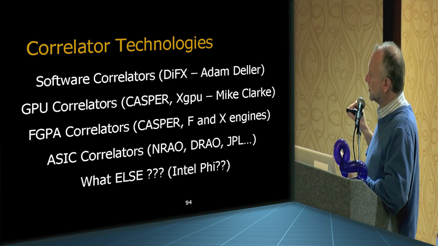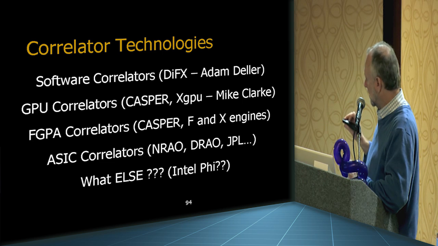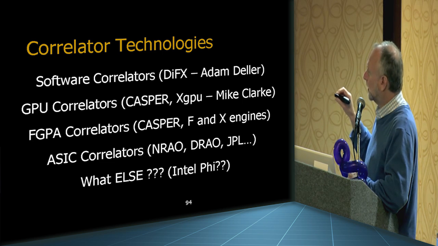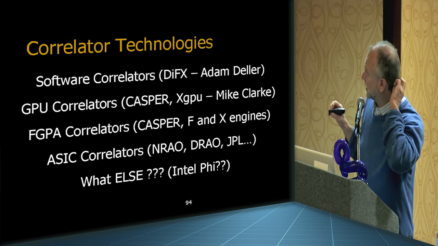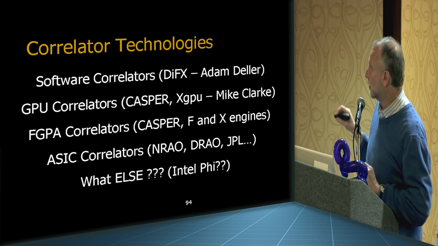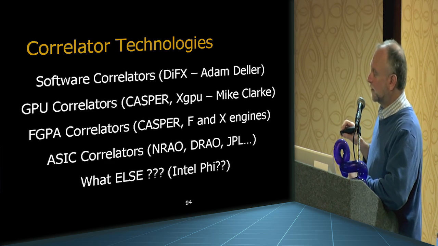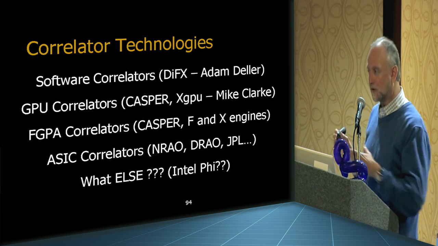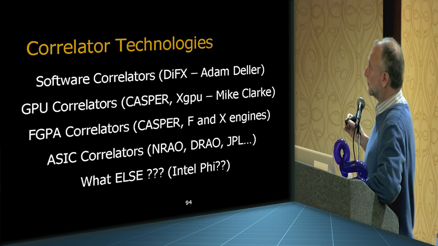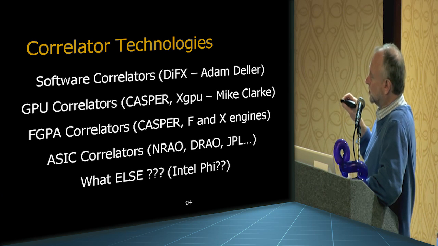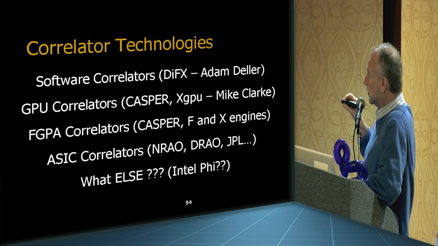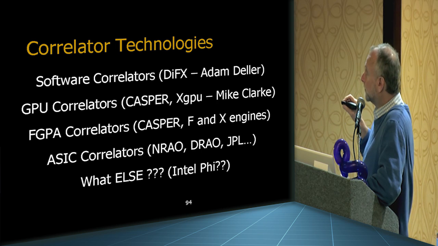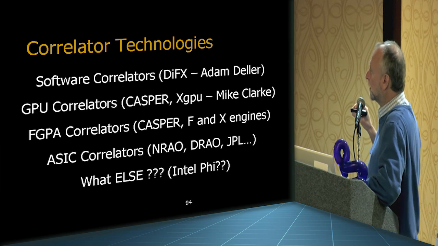There's different technologies for these correlators. There are different kinds of ways to compute. You can do it in software, just using kind of x86 boxes. There's some nice open source software called DiFX. And that's good if you have a small number of antennas and a small bandwidth, just because that's the easiest thing to do. But as you go to larger numbers of antennas and larger bandwidth, we have an open source code that runs in GPUs. And we have also code that runs in FPGAs. And we've been working on ASIC correlators as well.